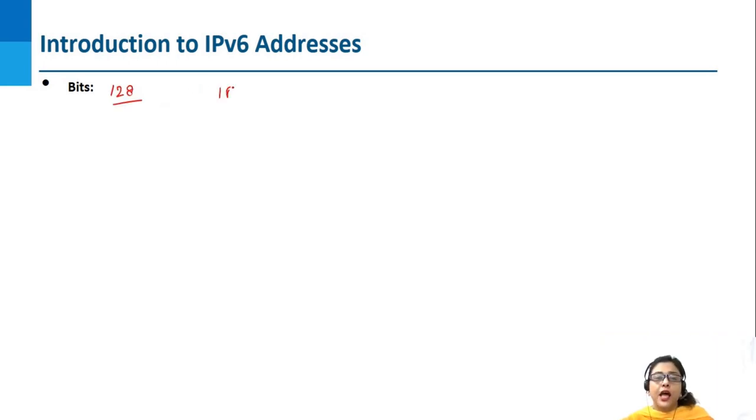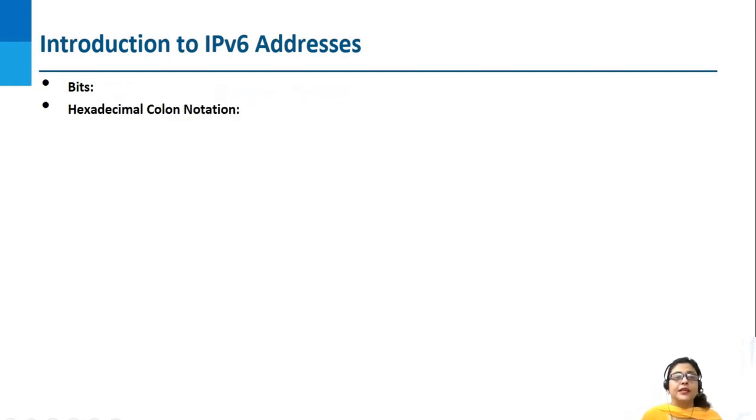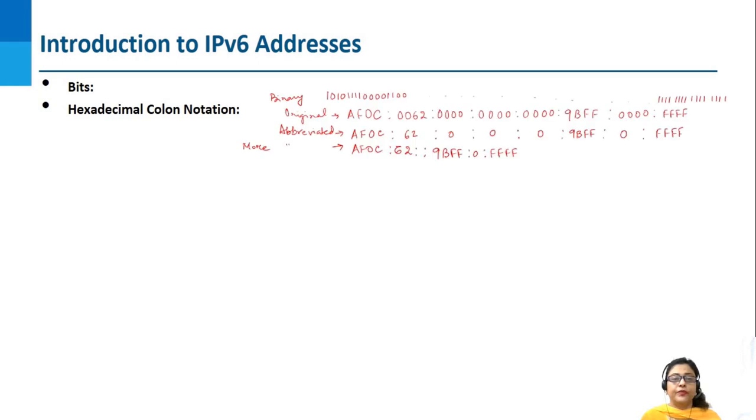Earlier we have seen IPv4 addresses use 32 bits. IPv6 is given in hexadecimal colon notation. So this is an example. Let's say this is a binary number and it is actually 128 bits. So the initial bits are 10101111 followed by zeros and then like this. It can go up to all ones when you reach 128 bits.